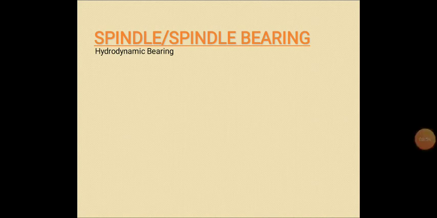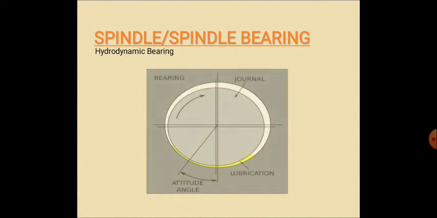Next is the spindle bearing. In that we explain the hydrodynamic bearing. So this is the figure related to the hydrodynamic bearing. In this you can see the bearing, the journal, the lubrication in yellow, then the attitude angle. In a hydrodynamic bearing, the gap is generated dynamically by the bearing motion. Hydrodynamic bearings are used in rotary applications and may require external pressure on one of the bearing pads or a secondary bearing to avoid excess friction when starting rotation. Hydrodynamic bearings can be designed for radial or thrust load.